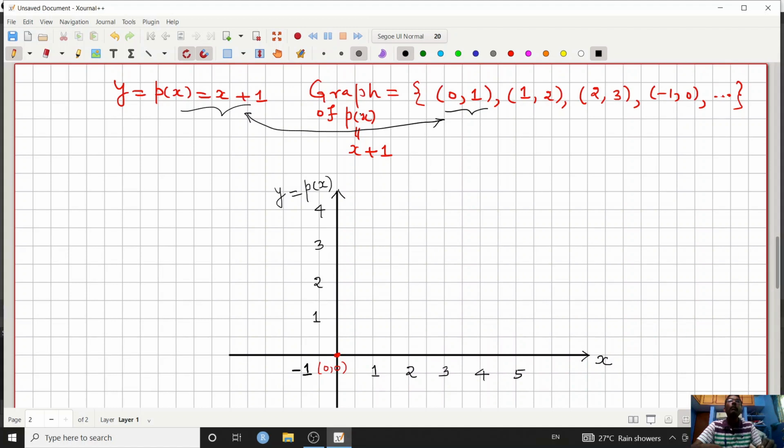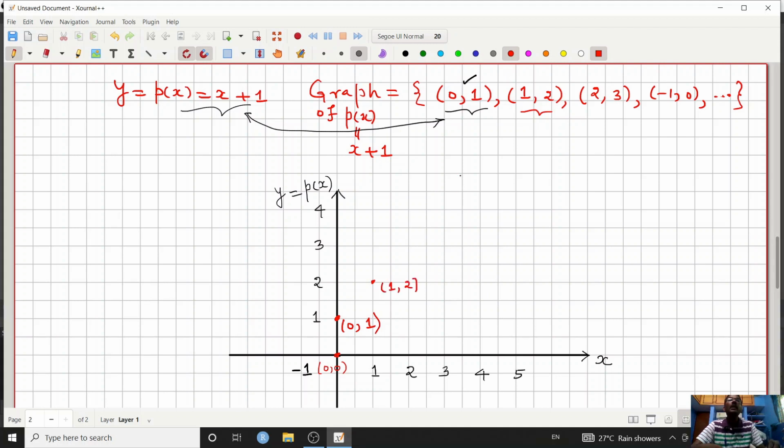Now let us plot. Let us take the first point. What is that? 0, 1. So x is 0, y is 1. So this is the point under consideration, 0 comma 1, the first point. Next, we have 1 comma 2. When x is equal to 1, y is 2. So this is the point, 1 comma 2.